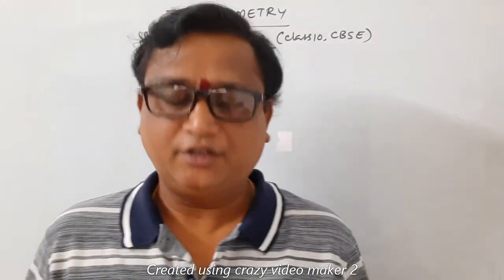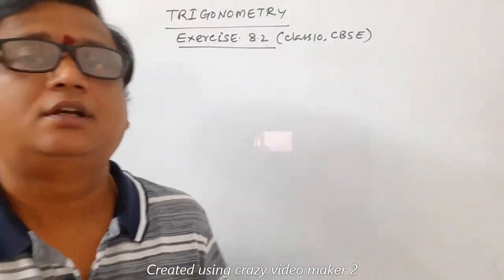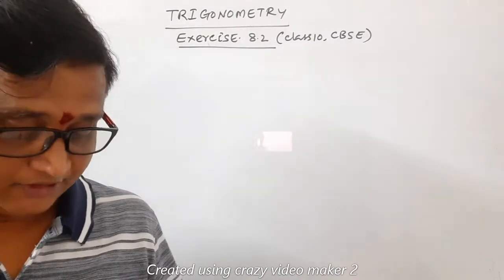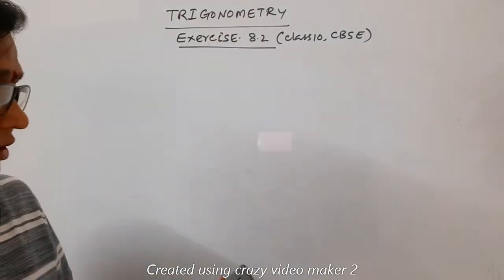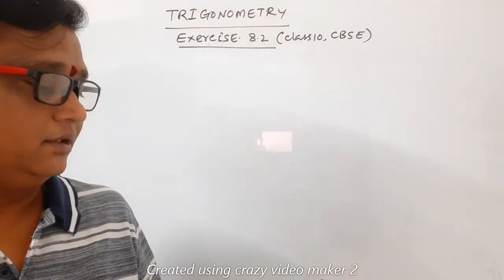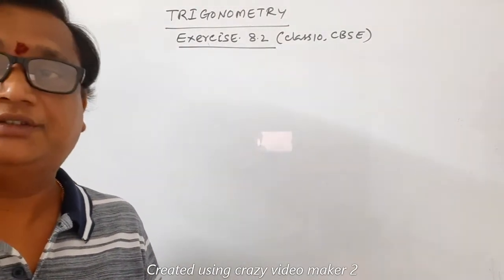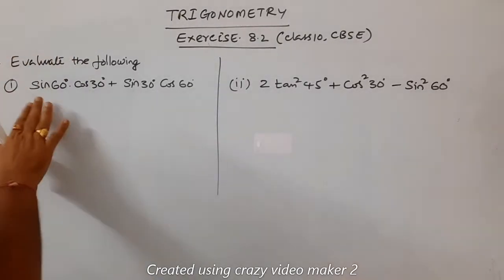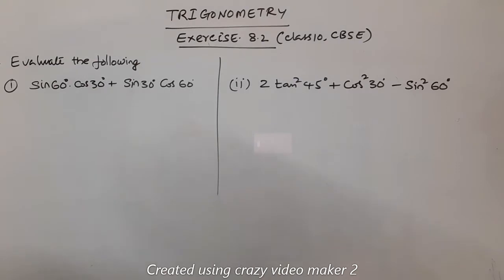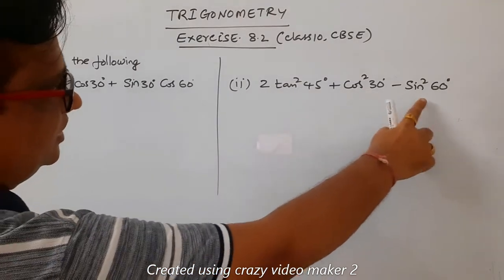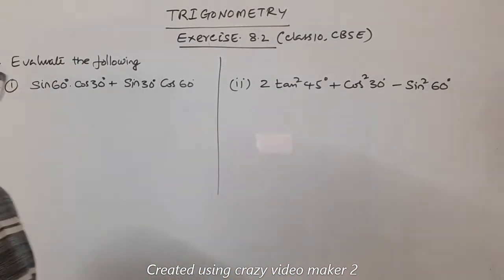Hi, in this video session I am going to explain exercise 8.2 of class 10 CBSE mathematics. In this first question, evaluate the following. They are given 5 questions. In these two questions: sin 60 cos 30 plus sin 30 cos 60, and 2 tan square 45 plus cos square 30 minus sin square 60.